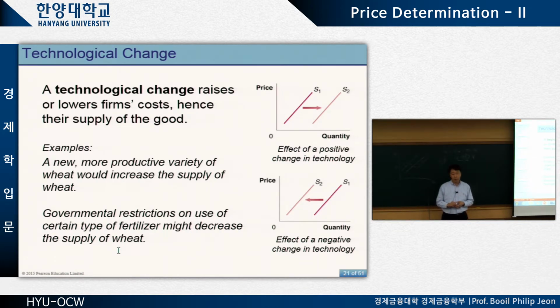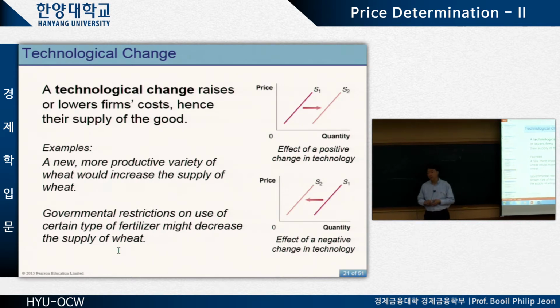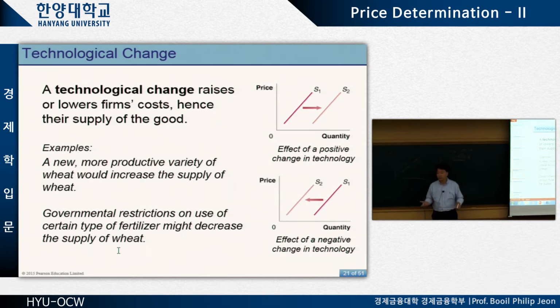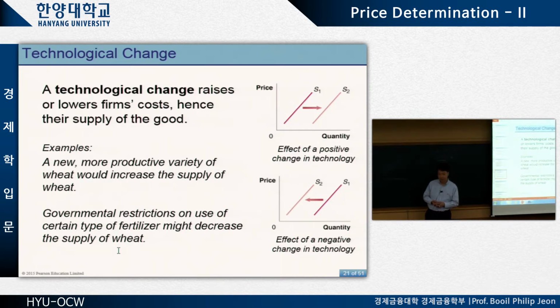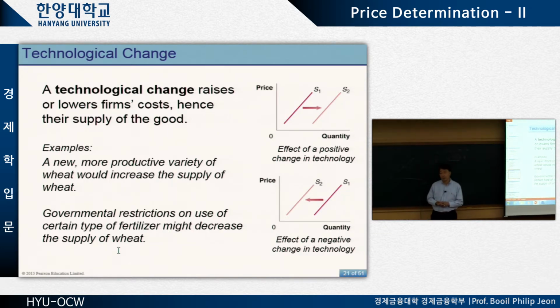So apparently you've been using a certain type of fertilizer. I guess this one was developed about 10 years ago, and you've been using this fertilizer, and suddenly they found out that there is some harmful chemical in this fertilizer. So government prohibited using this fertilizer. Then your output may decrease, right? Maybe that can be an example of worse technology.